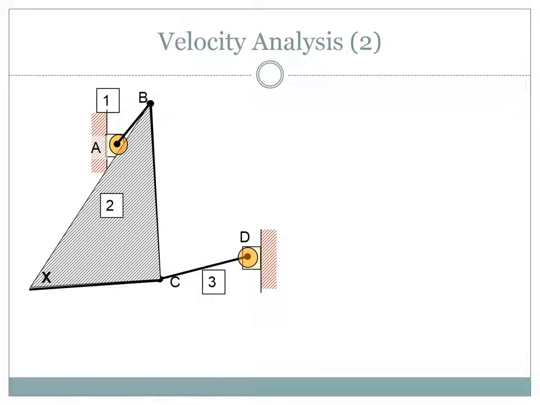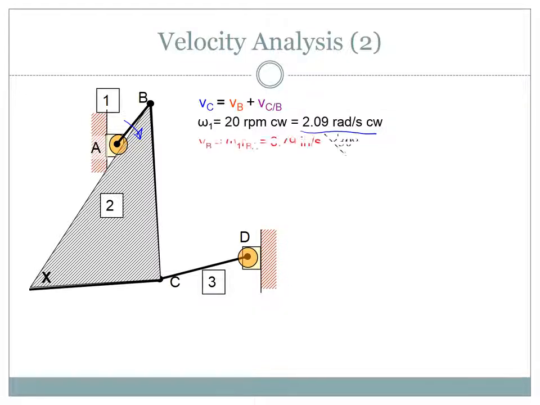Next method. Okay. VC equals VB plus VCB. Omega 1 is 20 RPM clockwise, so it will be in this direction, which equals 2.09 radian per second clockwise. VB equals omega 1 times RBA, which equals 6.79 inch per second. So VB will be in this direction, at 30 degrees to horizontal. So it will be 30 degrees like this, okay.